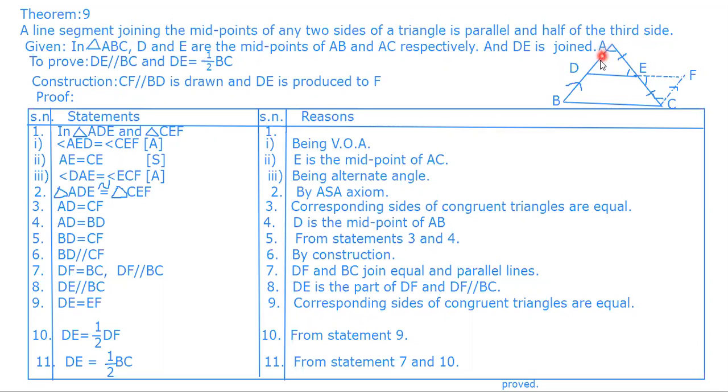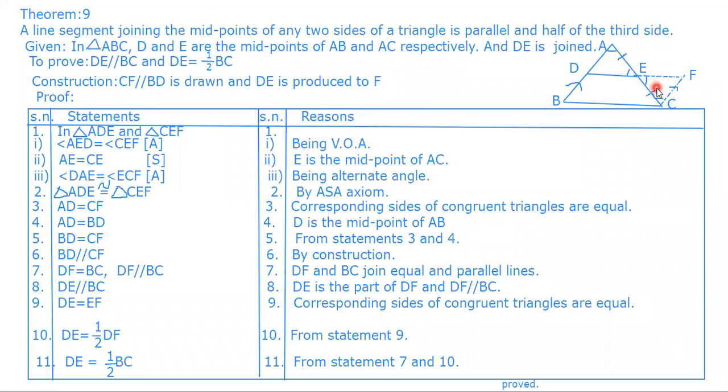Now we get two triangles, ADE and CEF. Now let's prove they are congruent. This angle E and this angle E are equal because vertically opposite angles are equal. AE and EC are also equal because E is the midpoint of AC, and angle A and angle C are equal because these two lines are parallel, so alternate angles in parallel lines are equal.